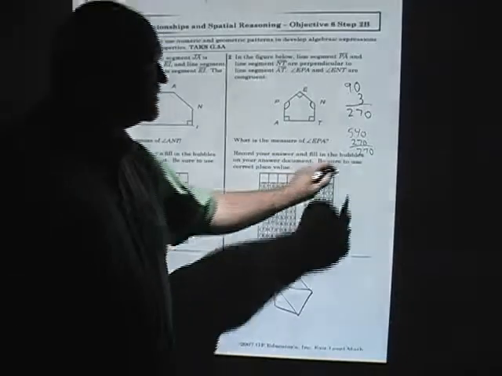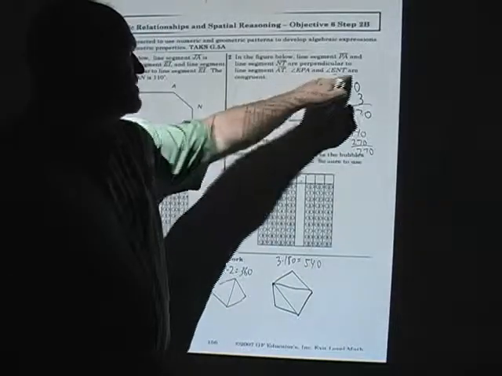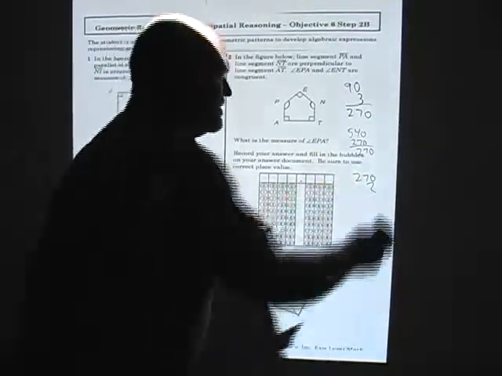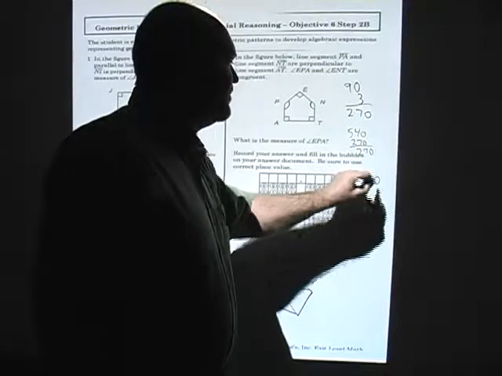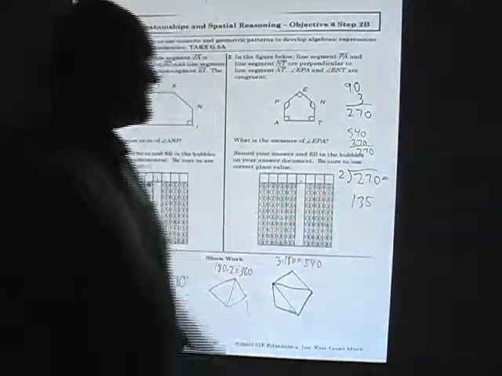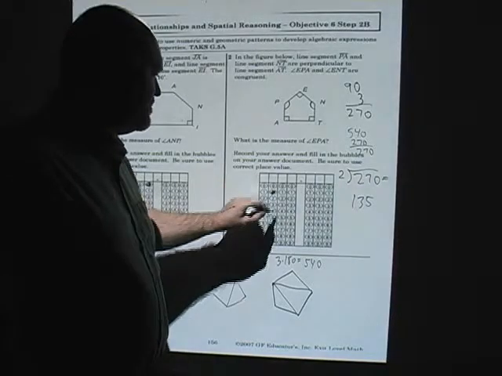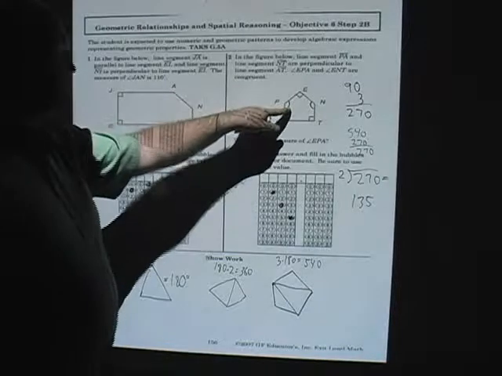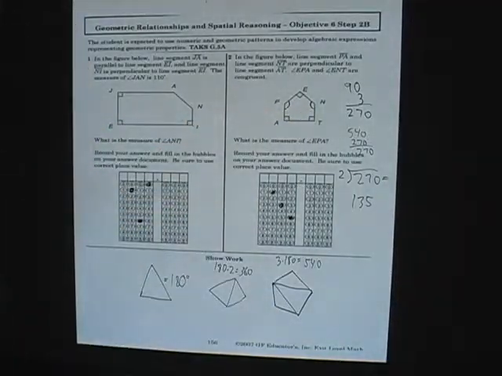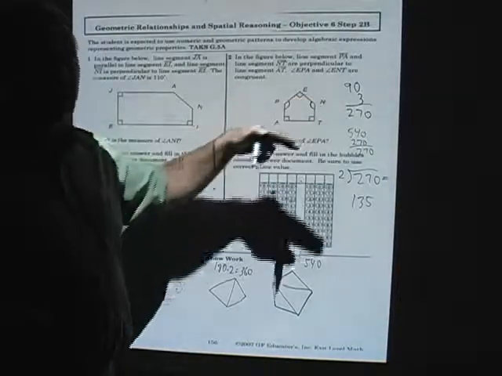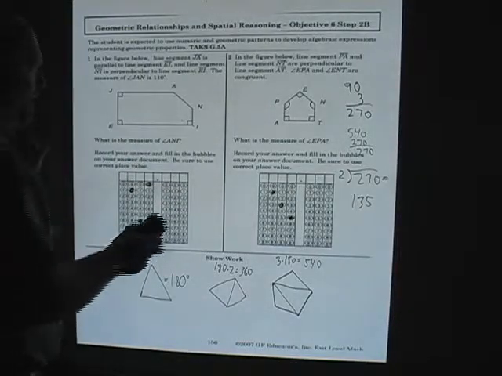And since these 2 angles are congruent, I can just divide 270 by 2. And I get 135. So I'll bubble in 135. Each of these angles is 135. And then all 5 angles would add up to 540.